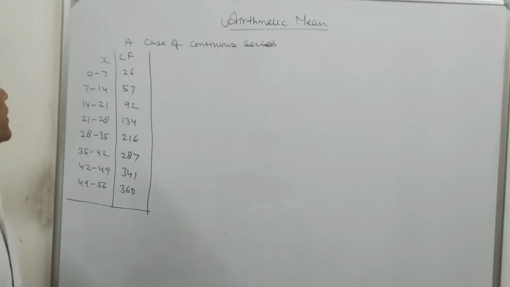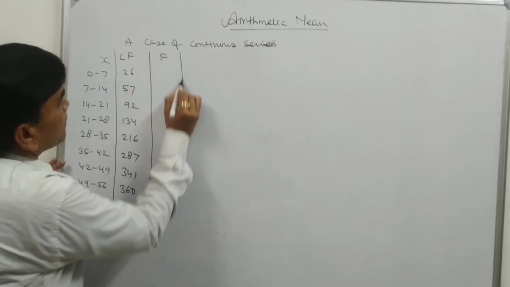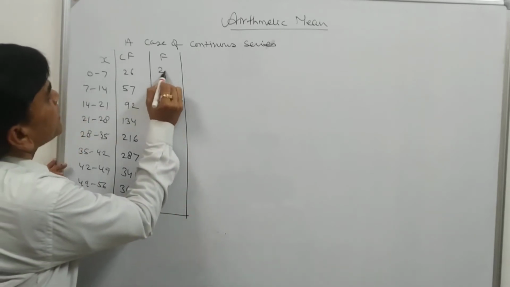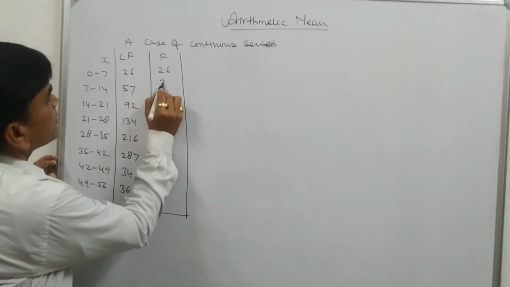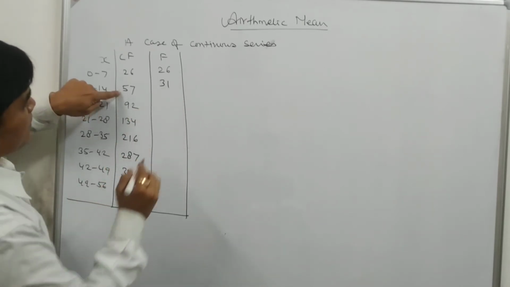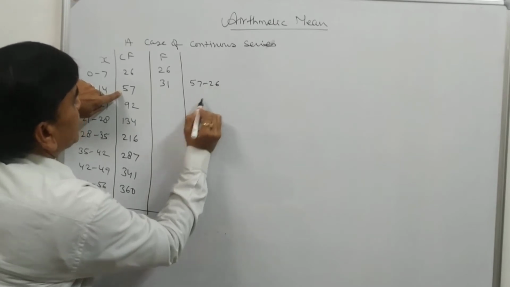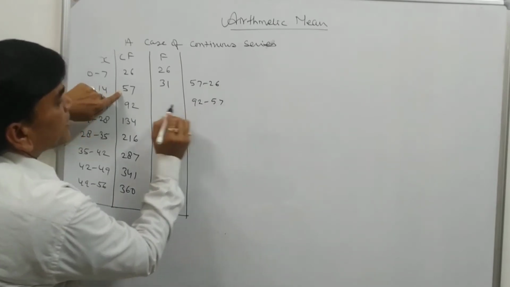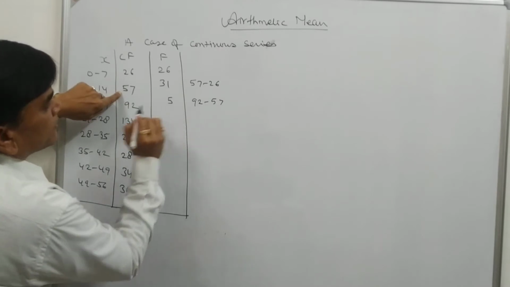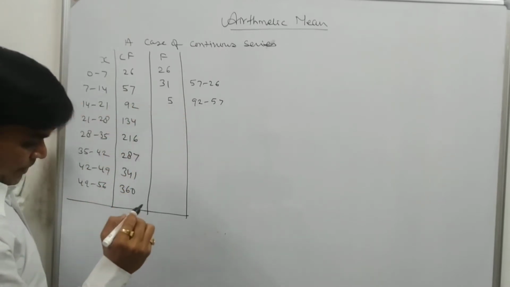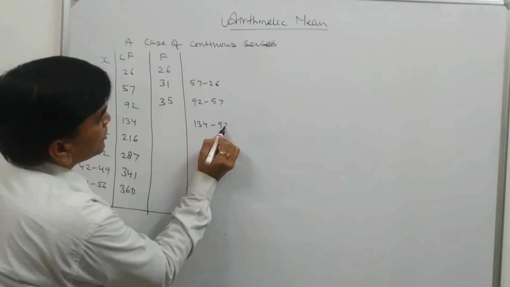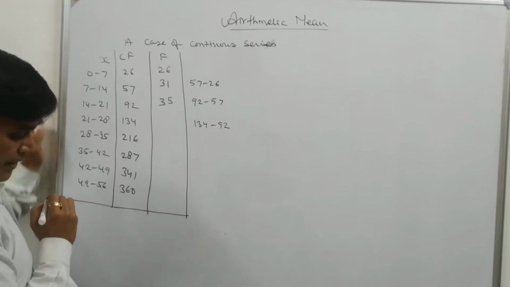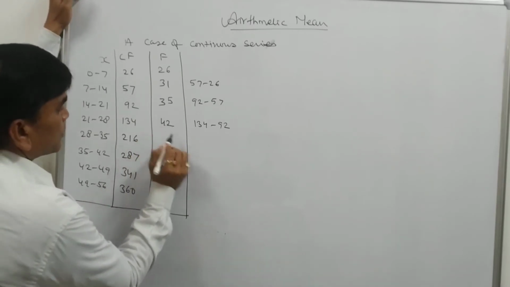So what will we do for that? First we will calculate the frequencies. The first is 26. 57 minus 26 is 31. 92 minus 57 is 35. 134 minus 92 is 42.